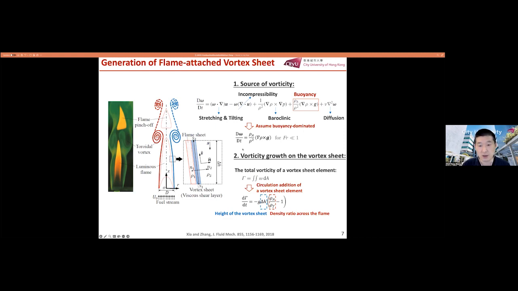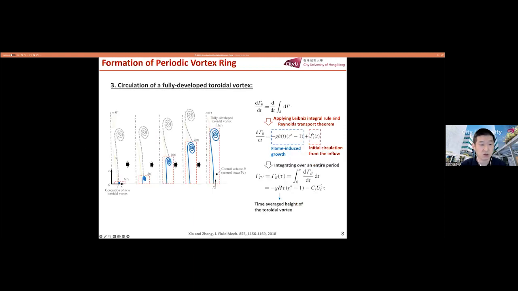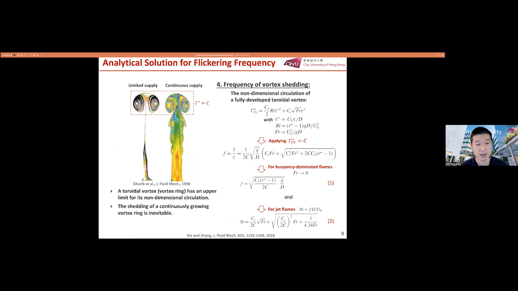Everybody can see this in your textbook of fluid mechanics or combustion: control volume analysis. But here the control volume is a dynamically changing control volume, which includes our vortex. We just do the integration of this equation in this control volume, and then we can calculate the vorticity or circulation inside this control volume.